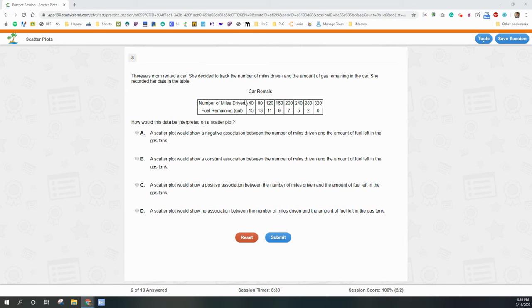Well, there's definitely association here because there's some consistency as the number of miles driven increases, the fuel remaining decreases the entire time. There's no spikes where it seems to go up and down or seemingly have nothing to do with the other. There's definitely an association there. So this is a negative association. So find the one that says negative association, which in this choice is A. A scatter plot would show a negative association between the number of miles driven and the amount of fuel left in the gas tank.